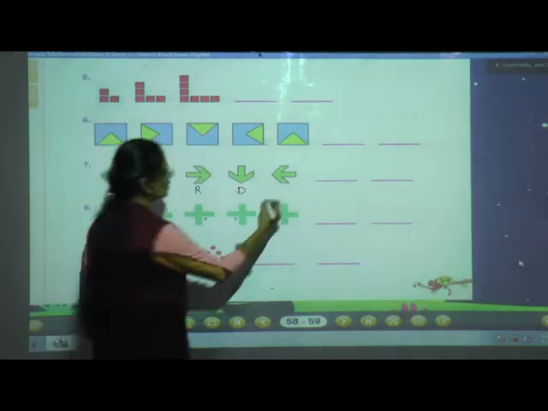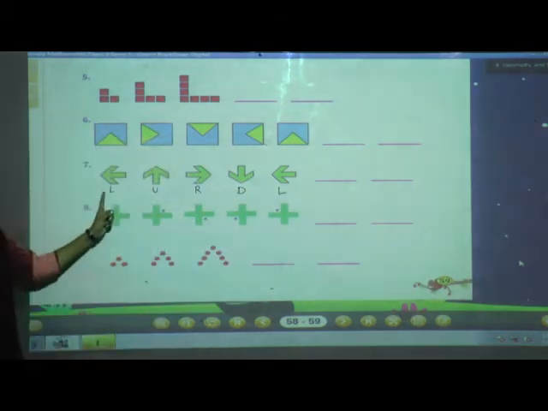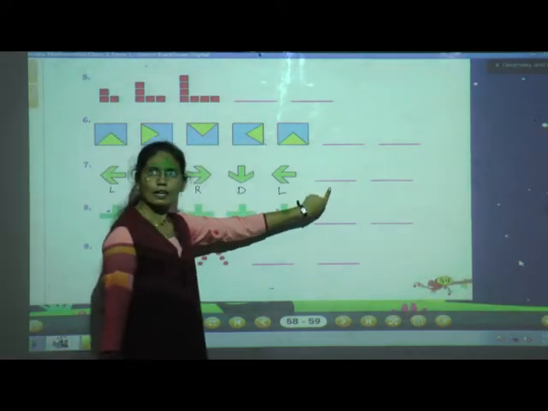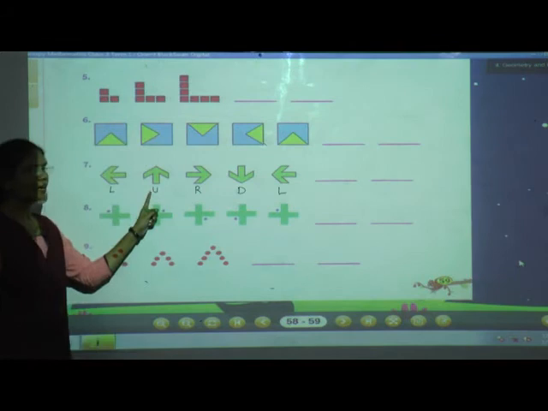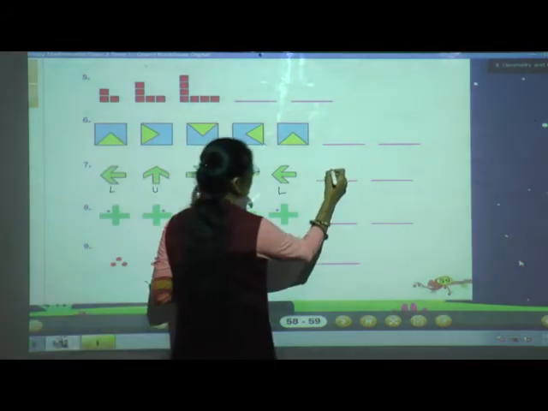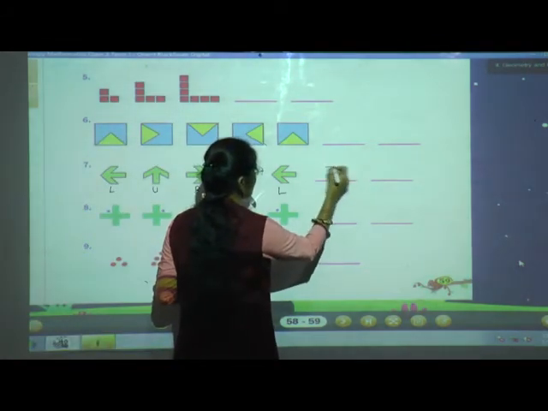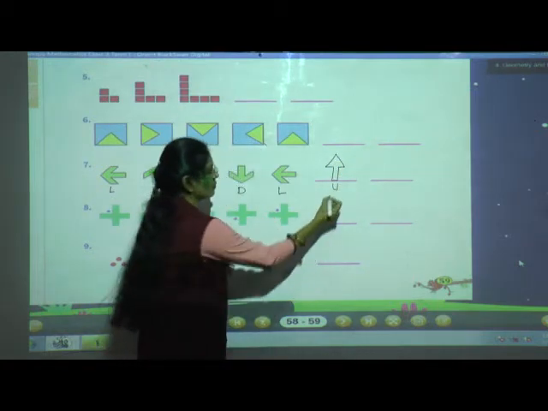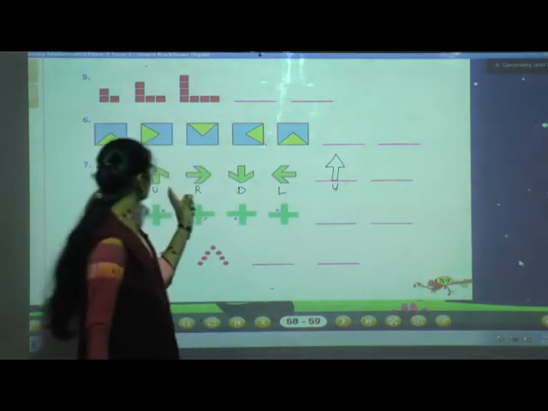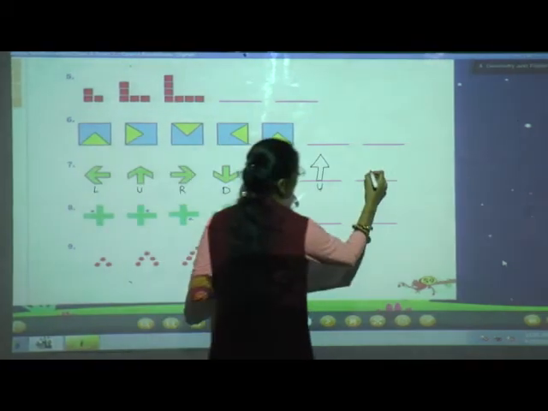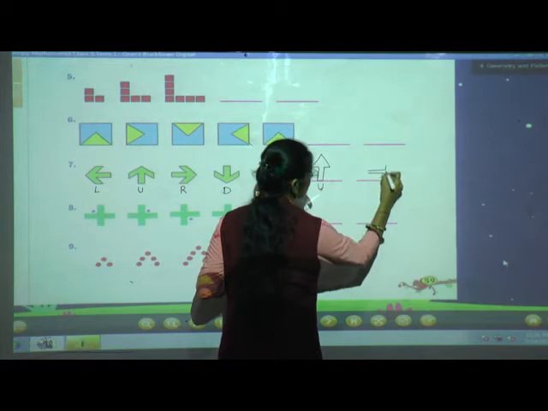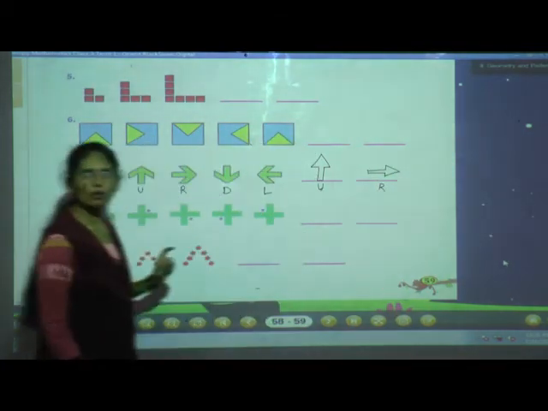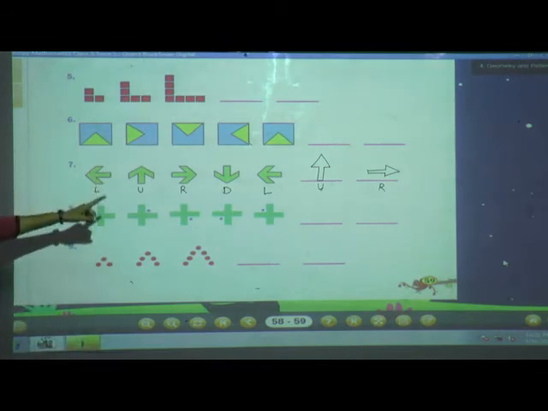Again it will come to the left side. Now see here, left, up, right, down. Again left, then where the arrow will come? Yes, after left the arrow is upstairs. So you have to draw the arrow in this way. Okay, up. Then after up, the arrow will come to the right side. In this way you have to draw the arrows and you have to color it also.